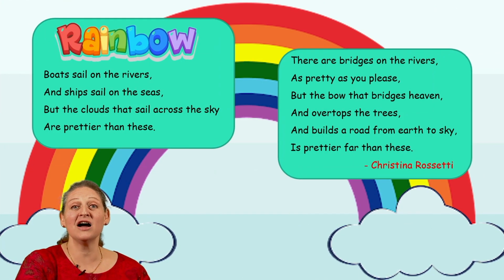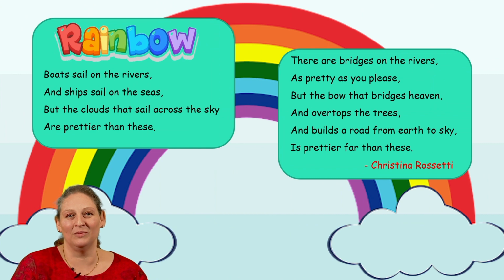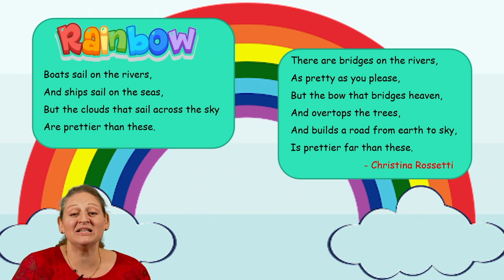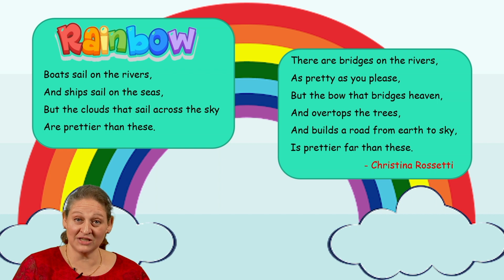Today we have a poem about the rainbow. It was written by Christina Rossetti. What? Christina Rossetti wrote the poem, The Rainbow. Do you know a person who writes a poem is called a poet? Did you know that? Yes, let's do the poem together. I'll say it first and you repeat after me, okay?